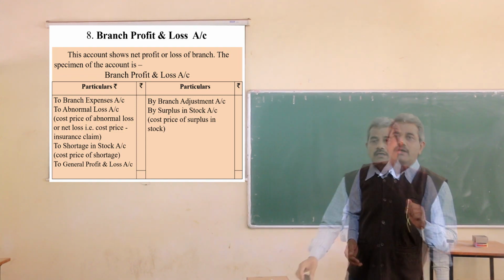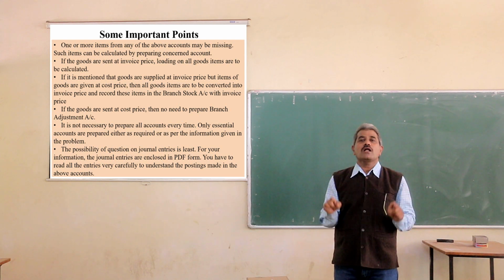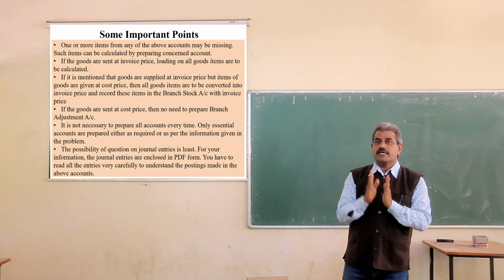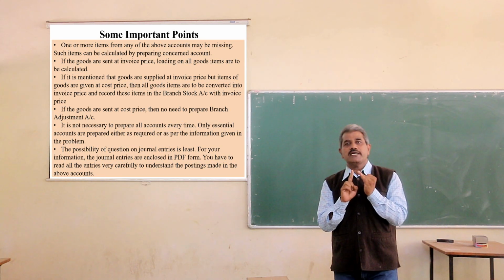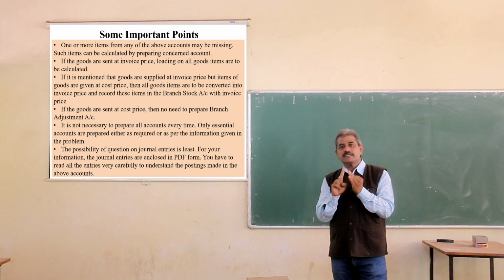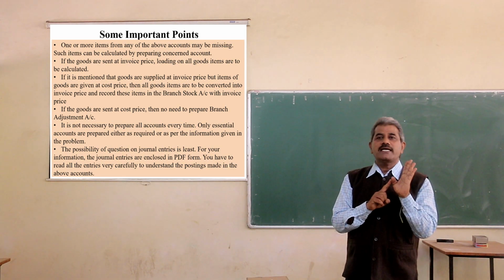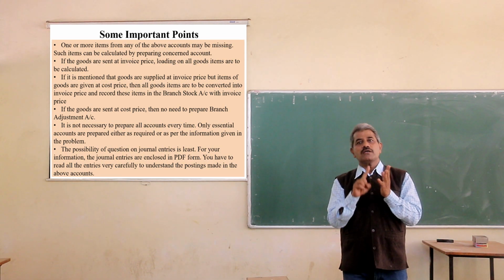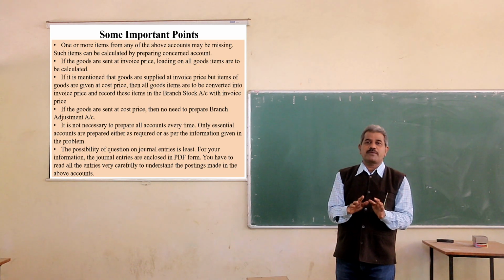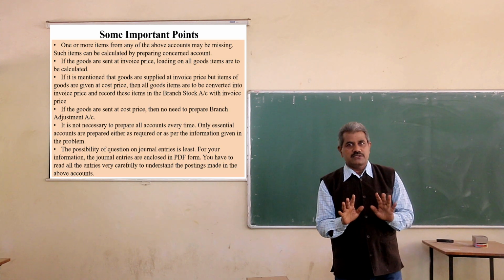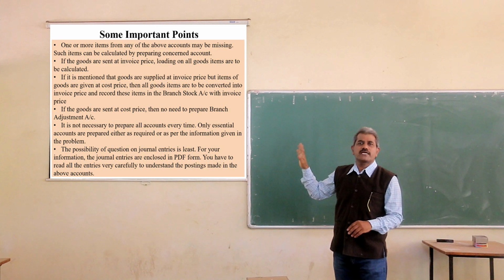Okay, clear? Some important points we have to take into consideration while preparing all these accounts. We have discussed the 8 accounts. One is branch stock account. Second is goods sent to branch account. Third is branch adjustment account. Fourth is branch debtors account. Then branch cash account, branch expenses account, branch petty cash account, and branch profit and loss account. All these accounts have to be prepared. Generally, that many accounts are sufficient to record all the transactions relating to the branch.